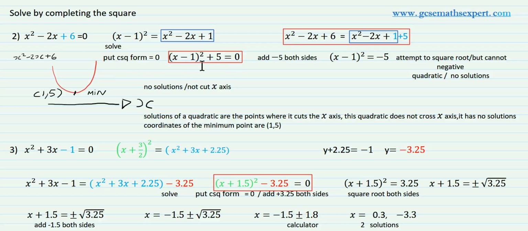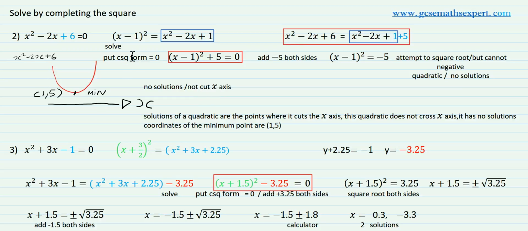Then we solve this equation. We add minus 5 to both left and right, and we get this. We have x minus 1 all squared equals minus 5. Now the next stage we're going to attempt to square root it, but we have a problem. You can't get a square root of a negative number. It's minus 5. So this quadratic has no solutions. It does not cut the x-axis.